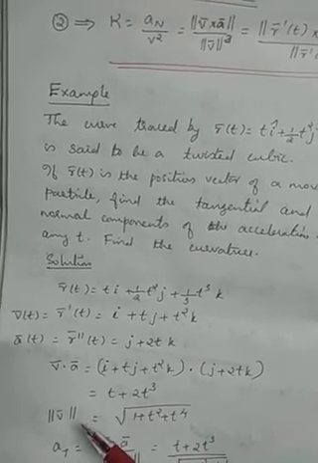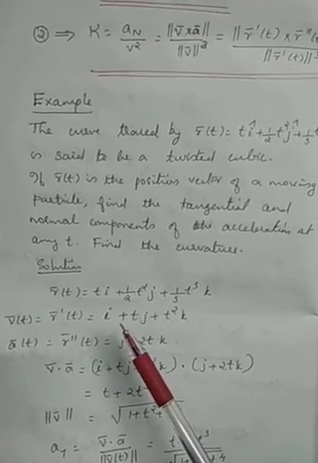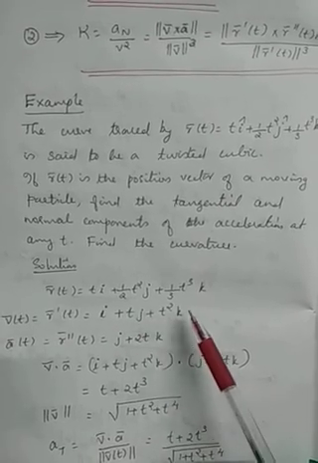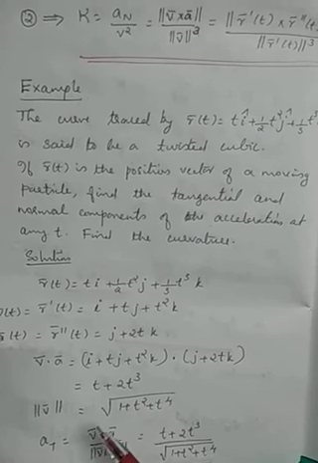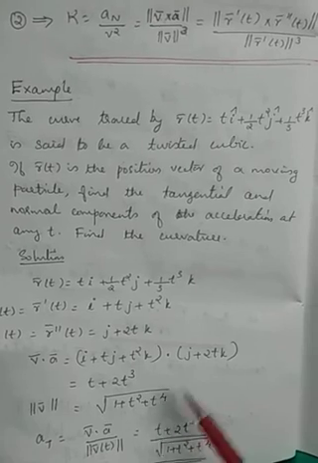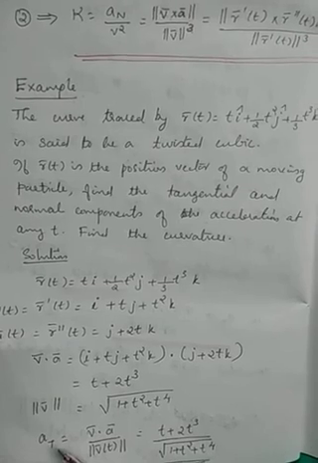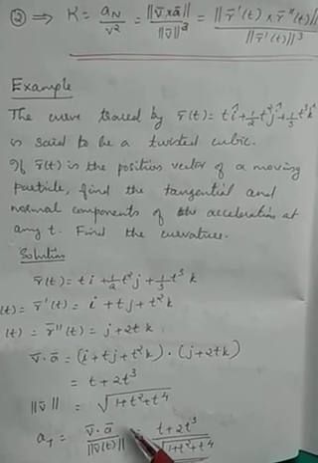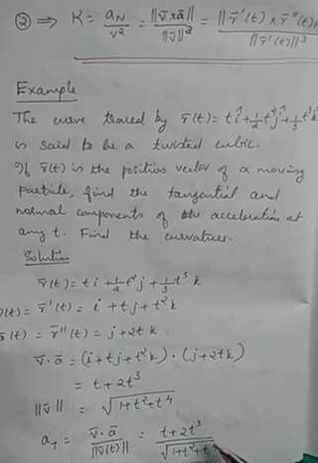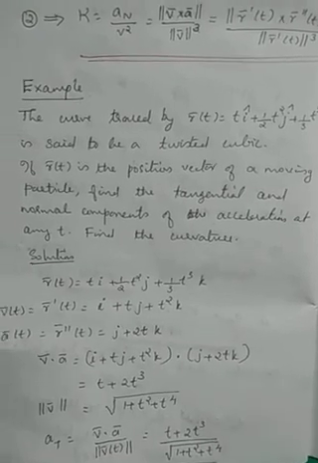Now, what is norm of V? Norm of V is equal to square root of 1 square, that is 1, plus T square plus T square the whole square, that is T raised to 4. So, norm of V is equal to square root of 1 plus T square plus T raised to 4. Now, we just substitute in the formula. So, we get the tangential component of acceleration AT is equal to V dot A by norm of V, which is equal to T plus 2T cube divided by square root of 1 plus T square plus T raised to 4.